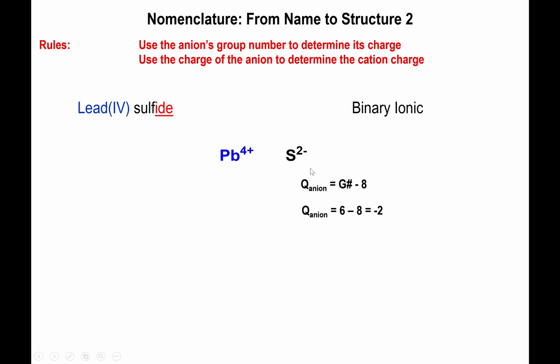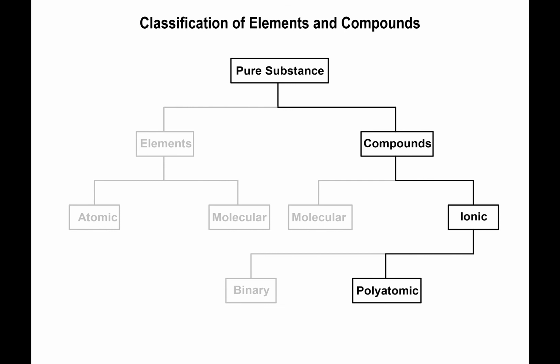And now all you do is you cross multiply the charges. Bring the 4 in front of the sulfur, bring the 2 in front of the lead. Yes, cross multiply them to come up with a structure. And at the very end, all you have to do is go with the lowest ratio. You can actually divide both of these numbers by 2, and if you do that, you're going to end up with the following structure, PbS2. This is lead(IV) sulfide, also known as plumbic sulfide. Alright, in the next video, I will describe to you how to name polyatomic ionic compounds.